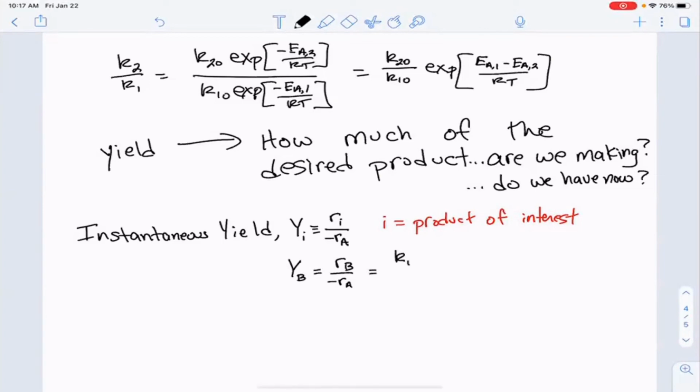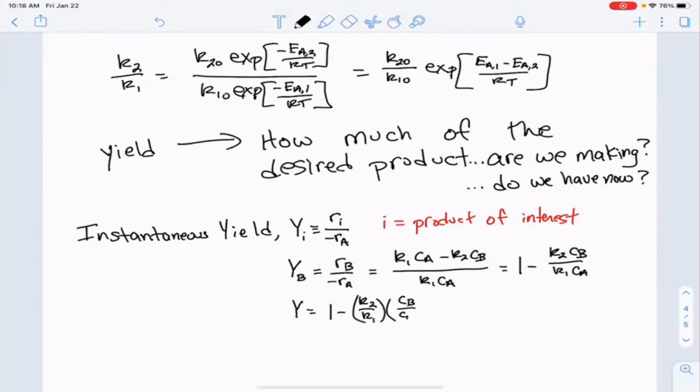So this is just K1 CA minus K2 times CB, divided by minus the rate law for A, which is K1 times CA. So that equals just 1 minus K2 CB over K1 times CA. Or oftentimes I like to write this breaking up those two things: K2 over K1 times CB over CA.